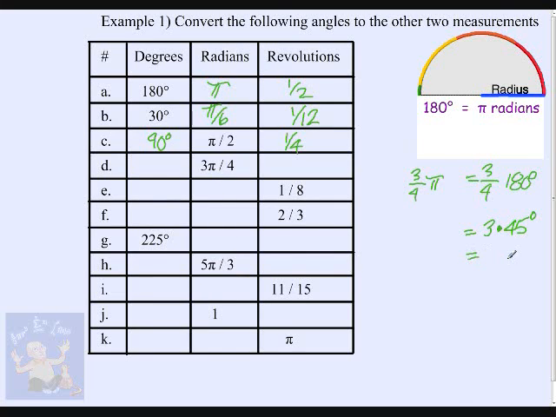So we're saying that 3/4 of pi is the same as 3 times this. What is 3 times 45? I hope I got that right. 135 degrees, is that what you got? 135. If it isn't, you'll of course tell me in class tomorrow and we'll straighten this out.